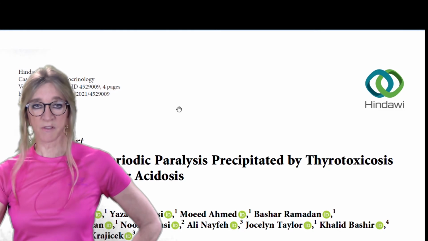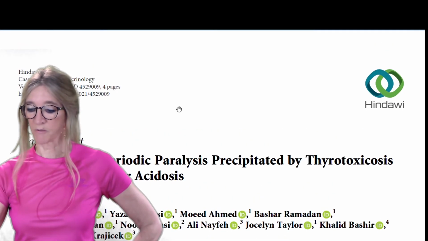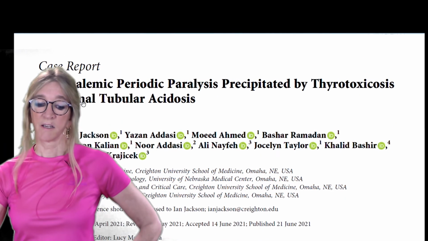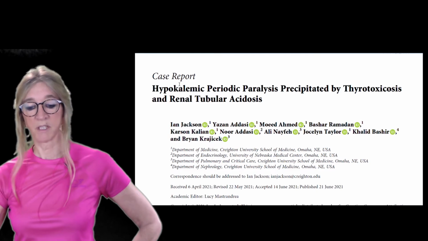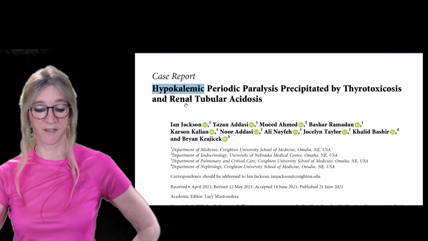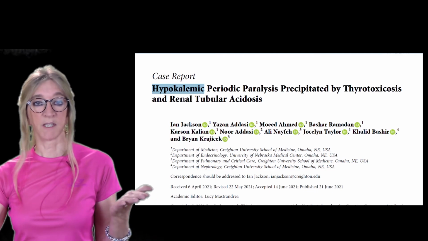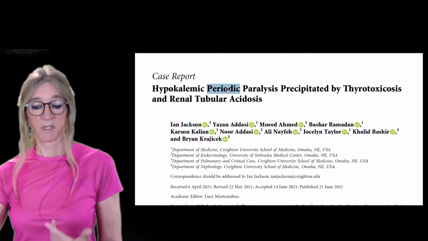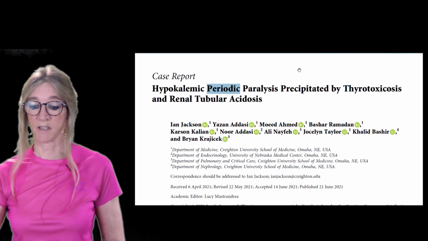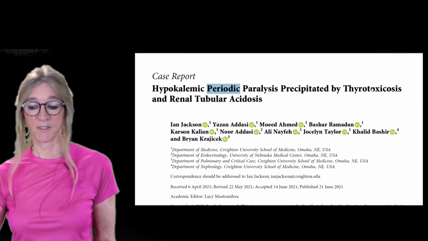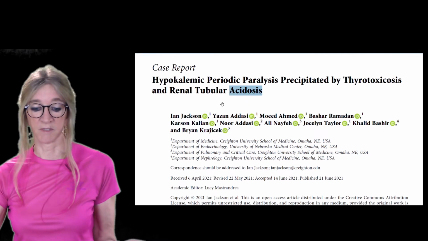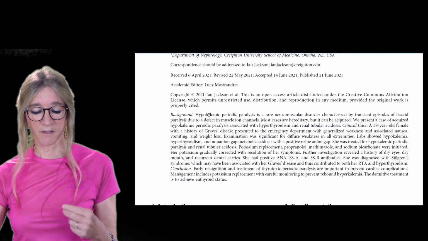All right, let's get going with a look at a case report from this article, from a journal, Hindawi, Case Reports in Endocrinology. Here we have hypokalemic periodic paralysis precipitated by thyrotoxicosis and renal tubular acidosis. Obviously, insufficient potassium in the blood, causing periodic paralysis as opposed to chronic, meaning persisting through time, paralysis, precipitated by thyrotoxicosis and renal, kidney, tubular acidosis, some sort of condition of acid in the kidneys. And scrolling down here, the background.